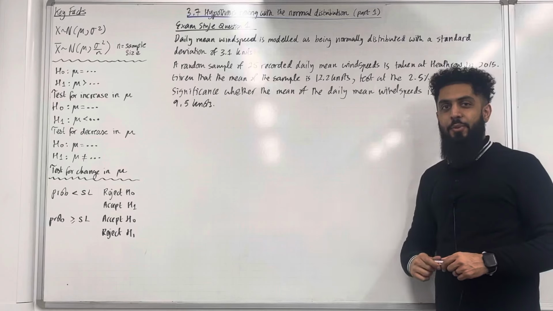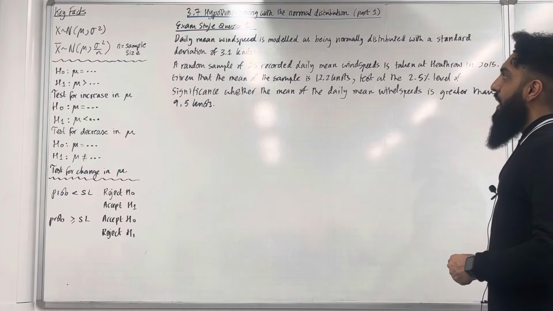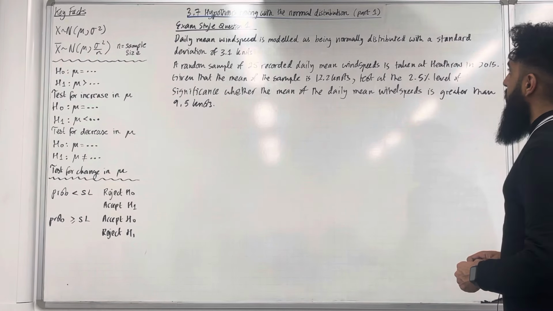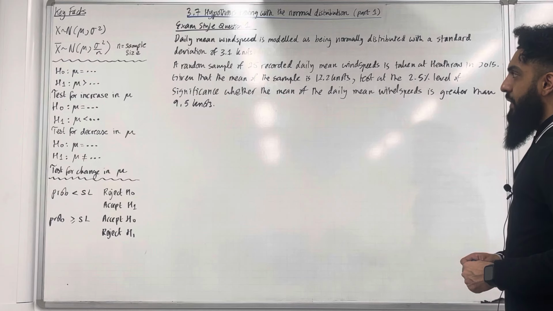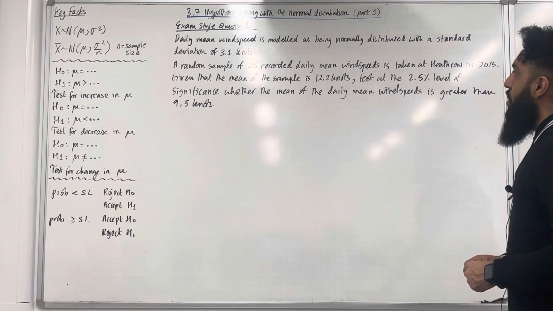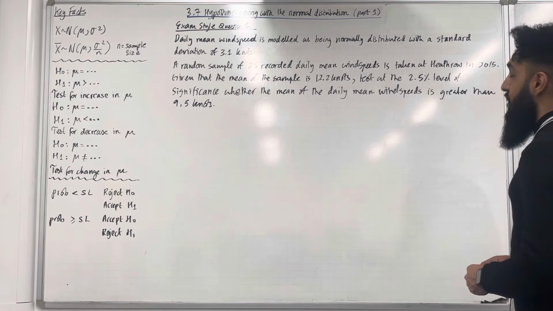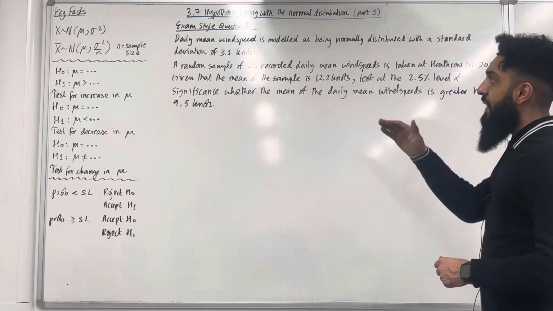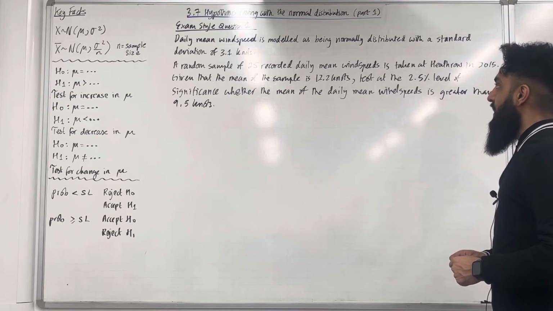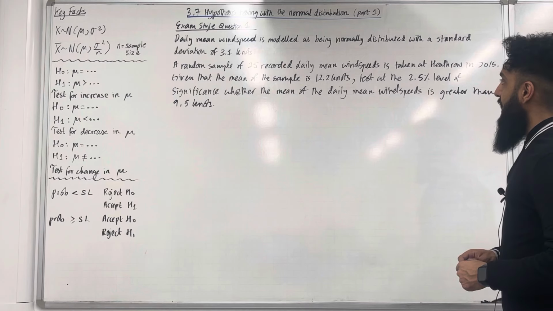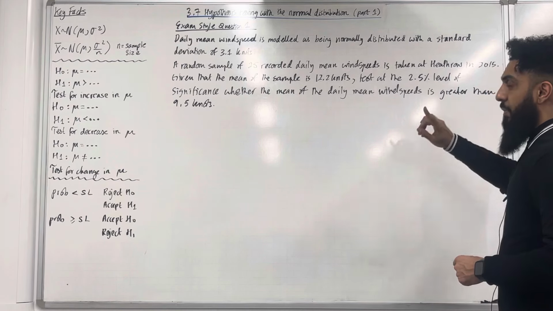Here is exam style question 1. Daily mean wind speed is modelled as being normally distributed with a standard deviation of 3.1 knots. A random sample of 25 recorded daily mean wind speeds is taken at Heathrow in 2015. Given that the mean of the sample is 12.2 knots, test at the 2.5% level of significance whether the mean of the daily mean wind speed is greater than 9.5 knots.